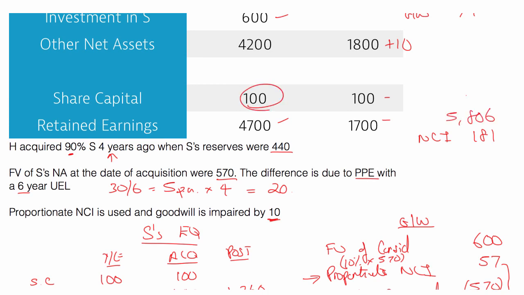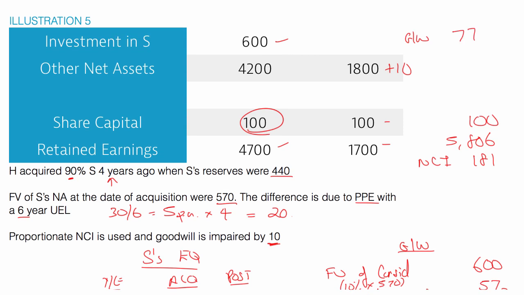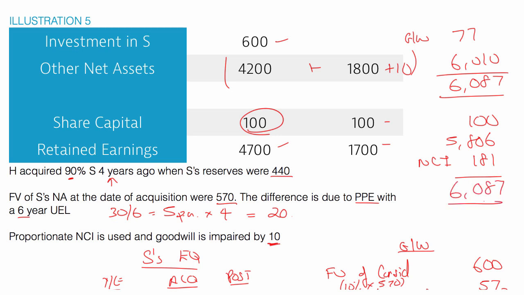Share capital, 100. Other net assets, just add them across. So what's that? 6,010. So that's 6,087, I hope. And then I hope this all works out. So 100 plus 5,806 plus 181. That comes to 6,087 as well. I've done it right.